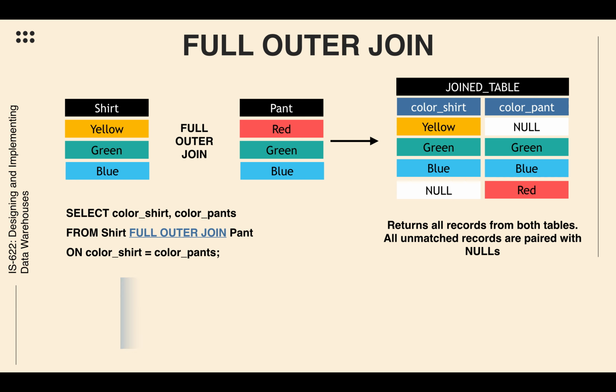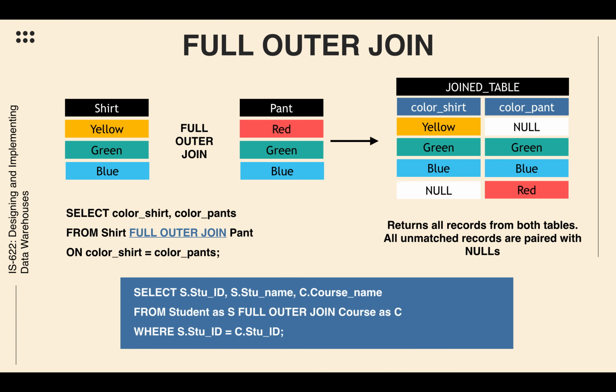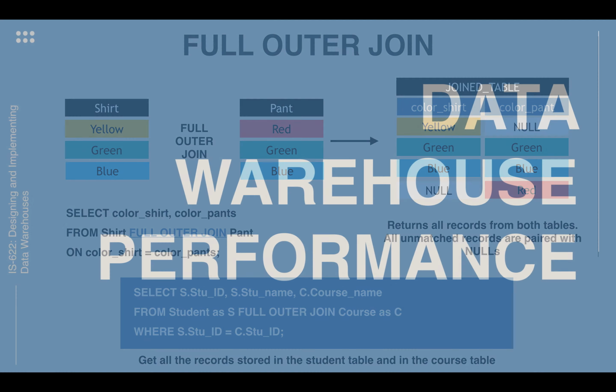So this is how you write it, and in the example that we have been taking up till now with the students and courses, you will get a record of all the students and all the courses. So even if a student is not registered for the course, his name will be there. And if a course doesn't have any student, the name of the course will also be there in the joined table. So I hope that is clear.